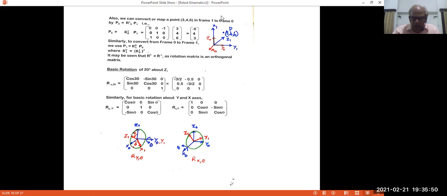Suppose you have a rotation of 30 degrees, or what is RZ theta? Cos 30, minus sin 30, sin 30, cos 30, and 0, 0, 1, where cos 30 is root 3 by 2. So you can readily write the numbers like this.